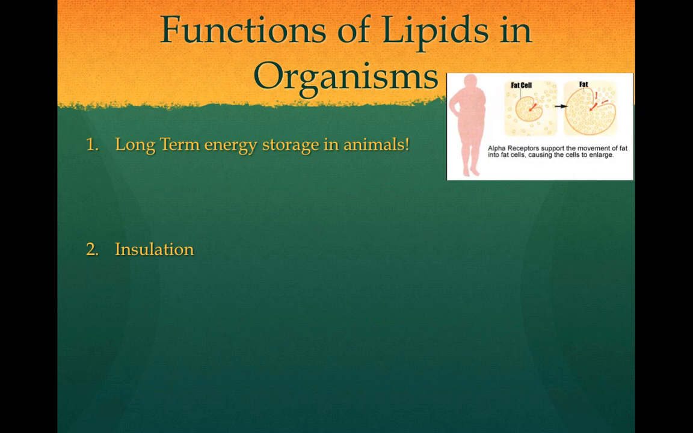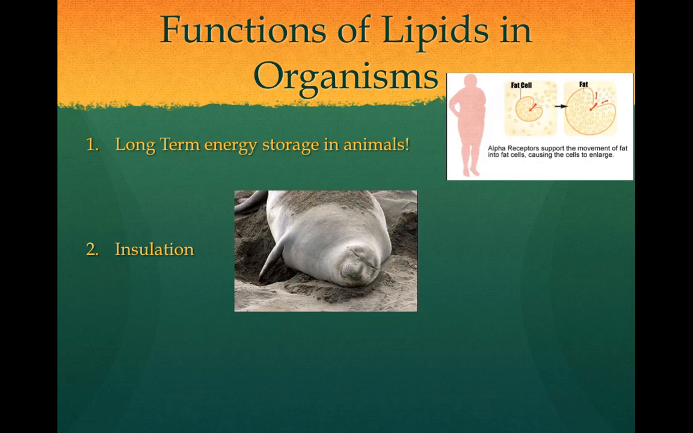Insulation. If I live where it's very cold, fat actually adds a good layer of insulation, keeps all of my internal organs nice and warm. So things like polar bears or just bears, seals, anything that's going to live in cold environments or hibernate for a very long time, it's going to need a lot of insulation.